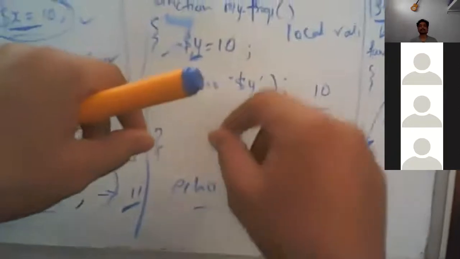Okay, the variable that we declare within the function will become a local variable itself.